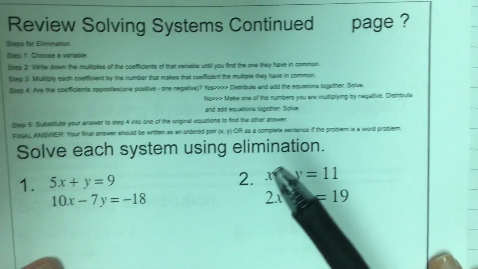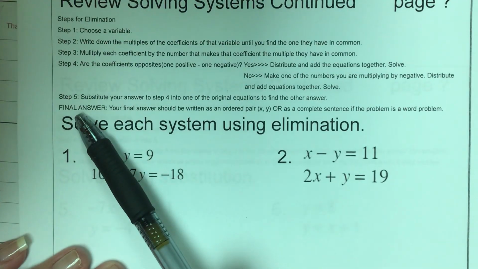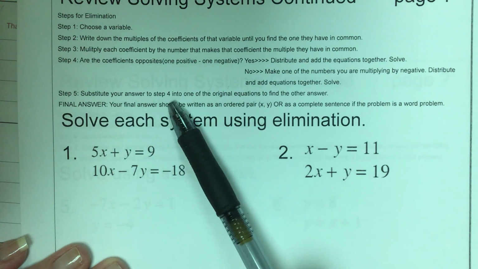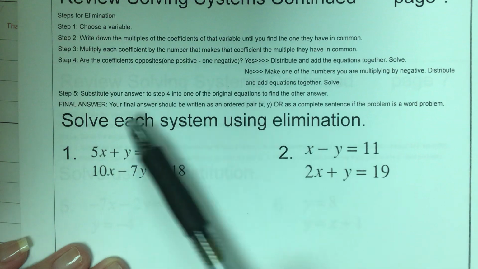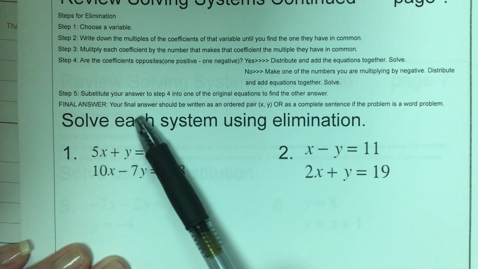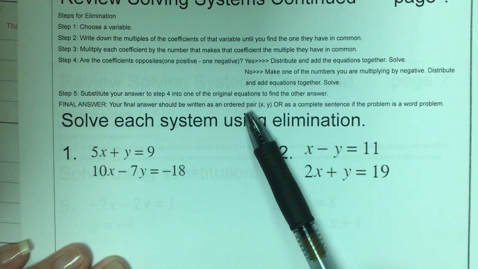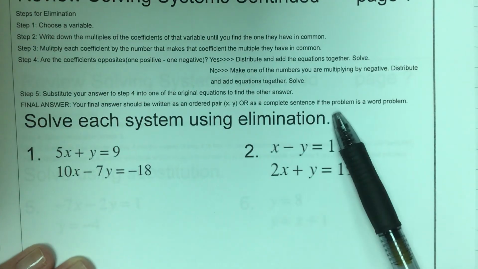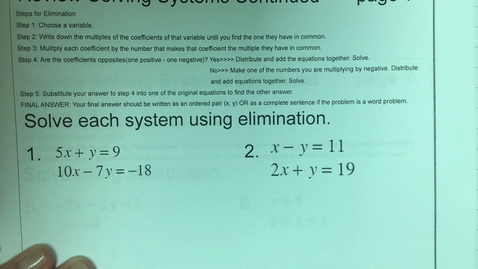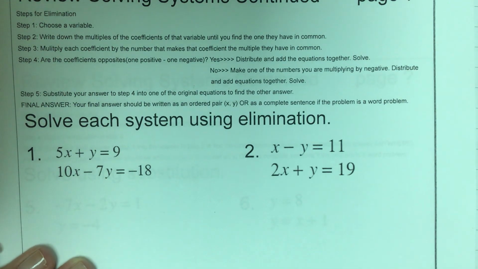Then solve. Step 5, substitute your answer to step 4 into one of the original equations to find the other answer. And then your final answer. Your final answer should be written as an ordered pair, x, y, or as a complete sentence if the problem is a word problem. So let's go through these examples.